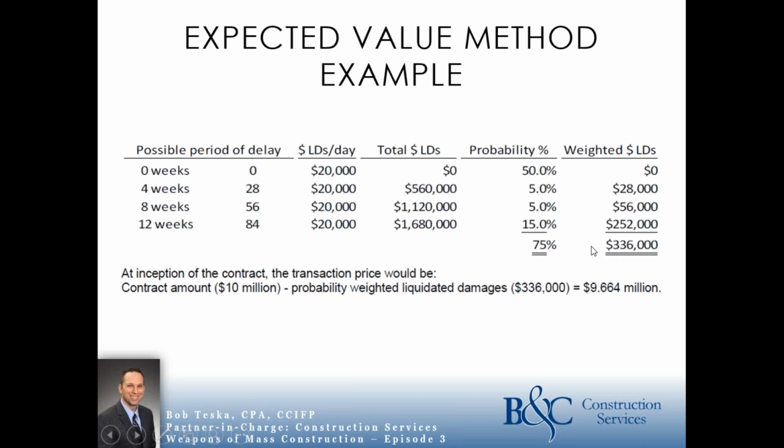So at the inception of the contract, the transaction price is going to be the $10 million contract price, minus our variable consideration, which, using the weighted probability average, is going to be $336,000. So the amount that's going to show up on your work in process schedule is going to be $9,664,000.